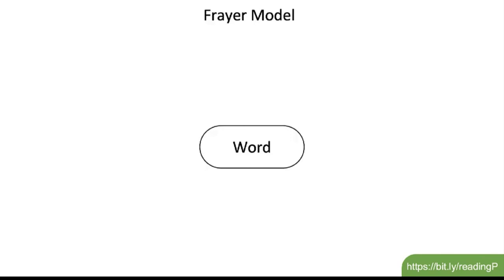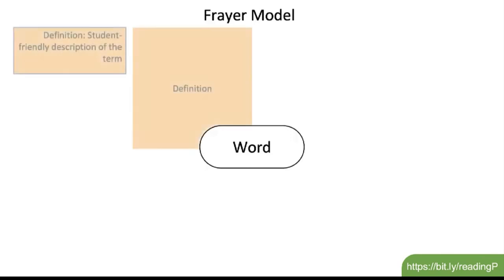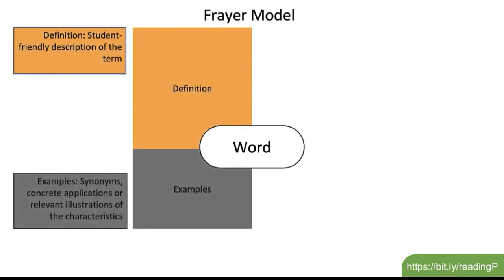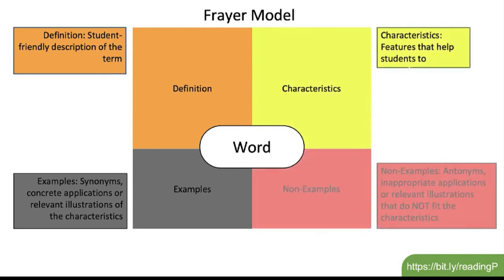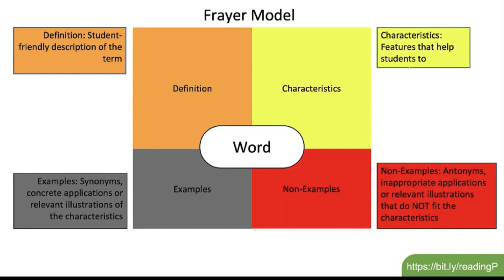The Frayer model. I love the Frayer model because it's easy for any teacher to pick up. So you have a word, the definition, you have some examples, you have characteristics, features that help the students to use it, and then non-examples: antonyms, opposites, inappropriate applications, relevant illustrations that do not fit the characteristics.